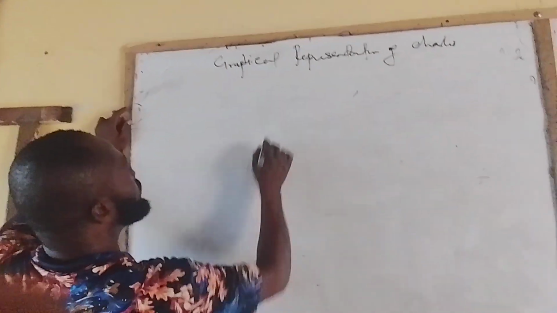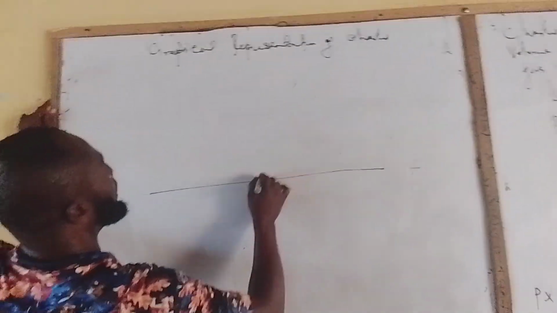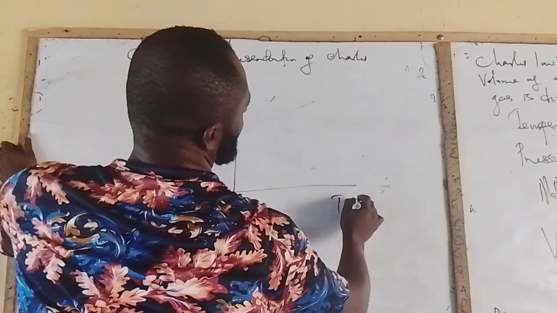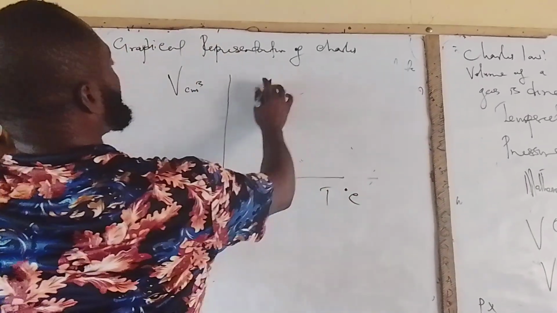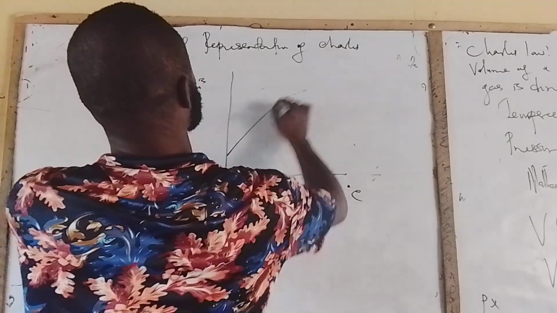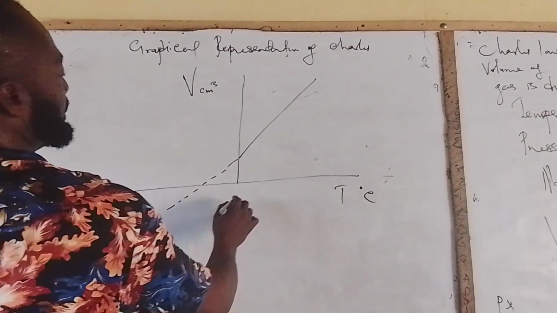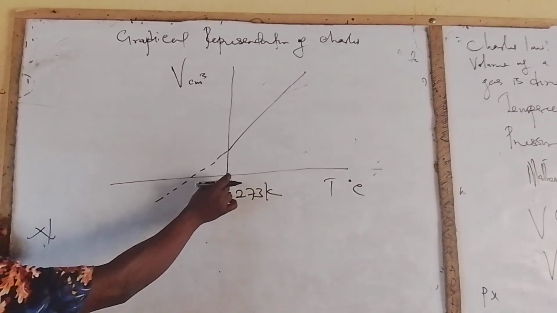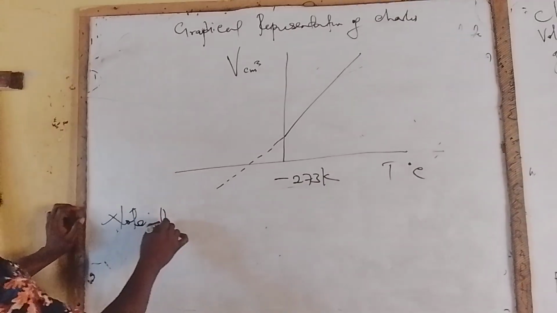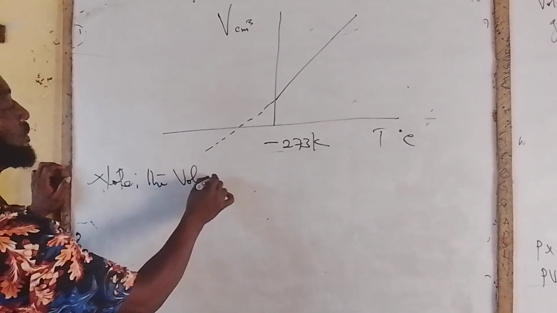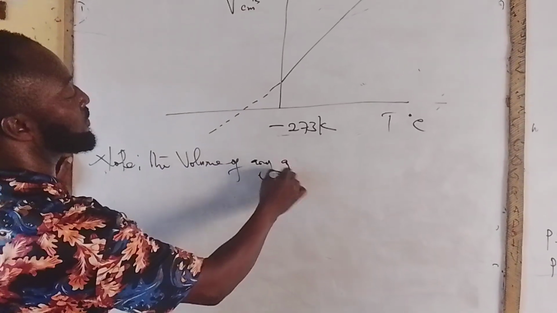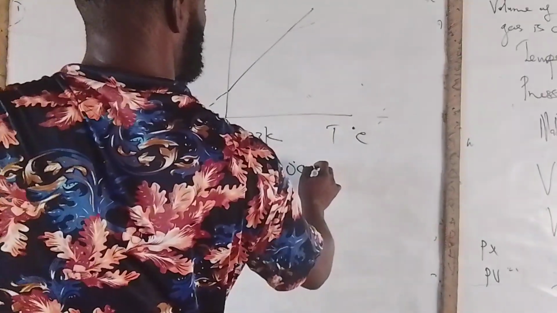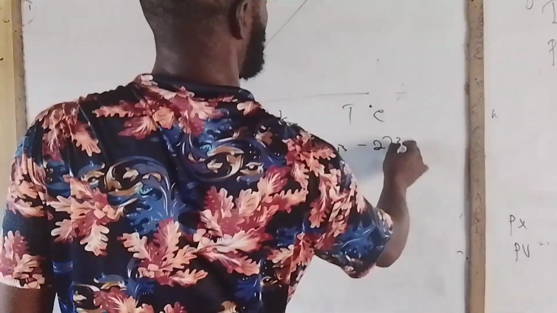So here you're going to draw a line like this, another line like this. Here is your volume in cm cubed. Here is your temperature in degrees Celsius. Then your slope will not start from the origin. Your slope will start from here and have the zigzag line here. Then here is minus 273, which is in Kelvin. But you should also note that this is your 0 degrees Celsius. Note the volume of any gas at minus 273 degrees Celsius is 0 Kelvin.